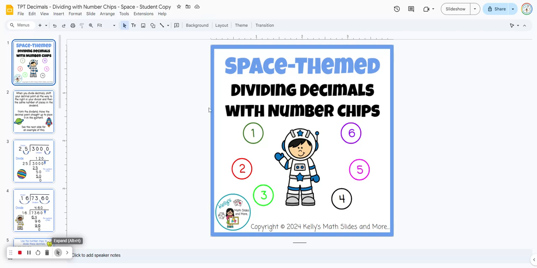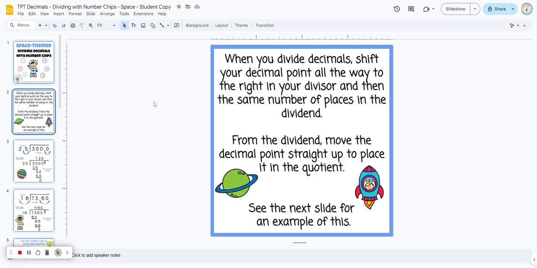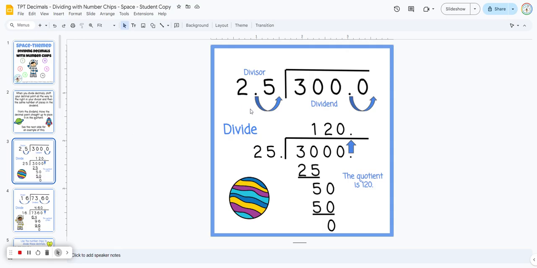Dividing decimals with number chips. This is a digital lesson, and this one is space themed. The lesson starts with explaining to students how to move the decimal point to do your division. And the next two slides have examples of how this is done.